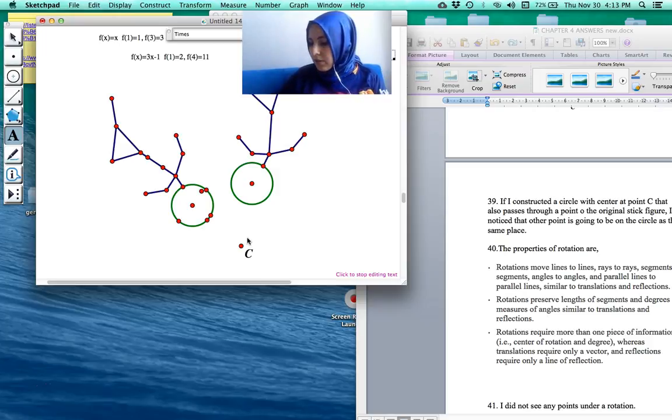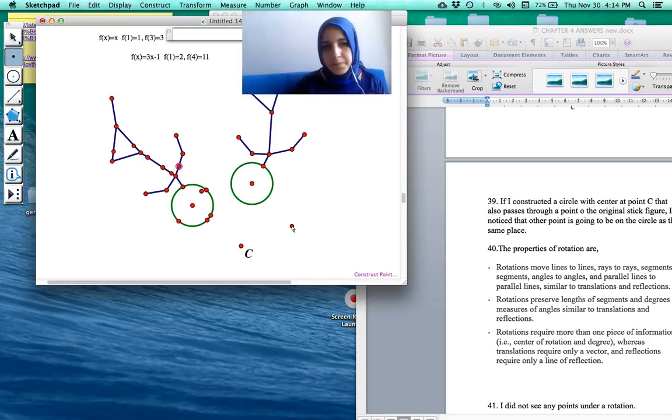Question 37. Drag point C and describe what happens to the two stick figures. Explain. I moved the point C and then rotated the stick figure 60 degrees. I got another stick figure which is totally the same as the first one. Yes, this is the rotated stick figure. Question 38. Drag a point on one stick figure and then describe what happens to the other stick figure. Does it matter which stick figure you drag? Explain. If I drag the point on it, it doesn't change anything on the other one.